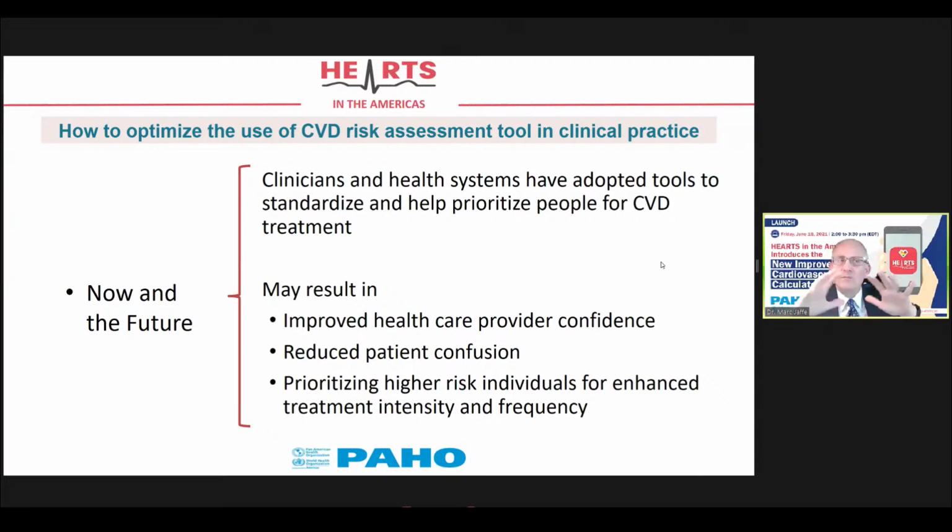So as we start to become more organized and more consistent, we can have improved confidence of our healthcare providers. And if the healthcare providers are more confident, then this can result in reduced patient confusion. And confused patients are not necessarily adherent patients. And so with reduced provider and patient confusion, things should be better. And then ultimately, we can think about systems that operate with the benefit of this tool.